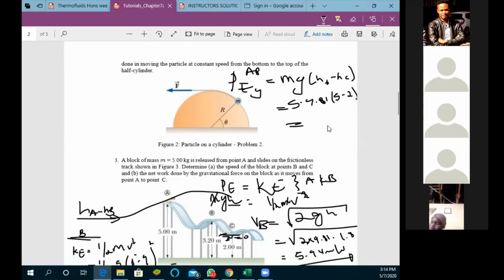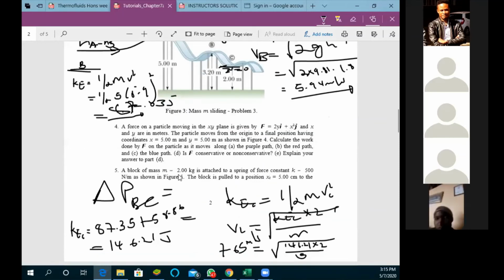What do we get here? I'm getting 147.15 joules. So this is the net work done by the gravitational force on the block as it moves from point A to point C. Now let's continue.